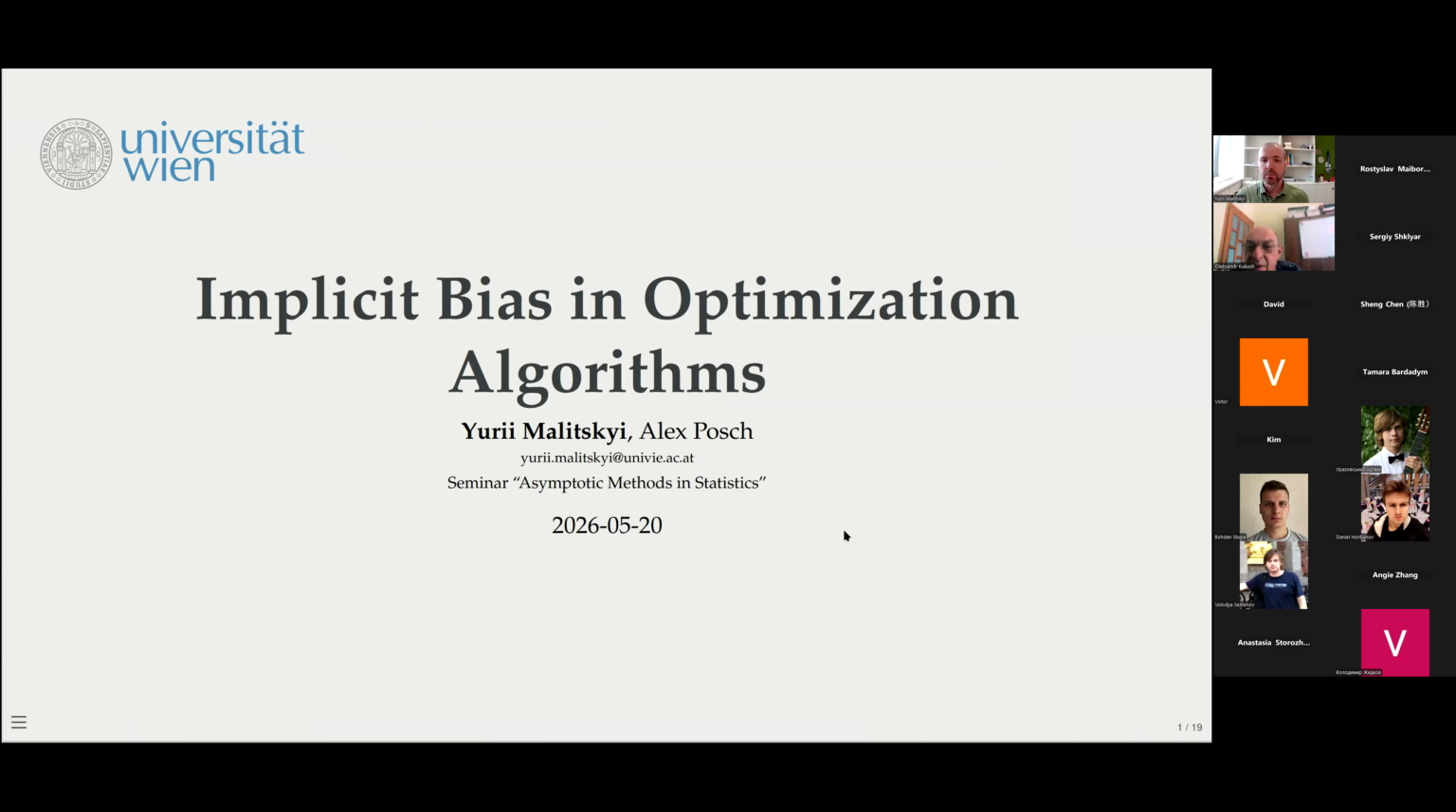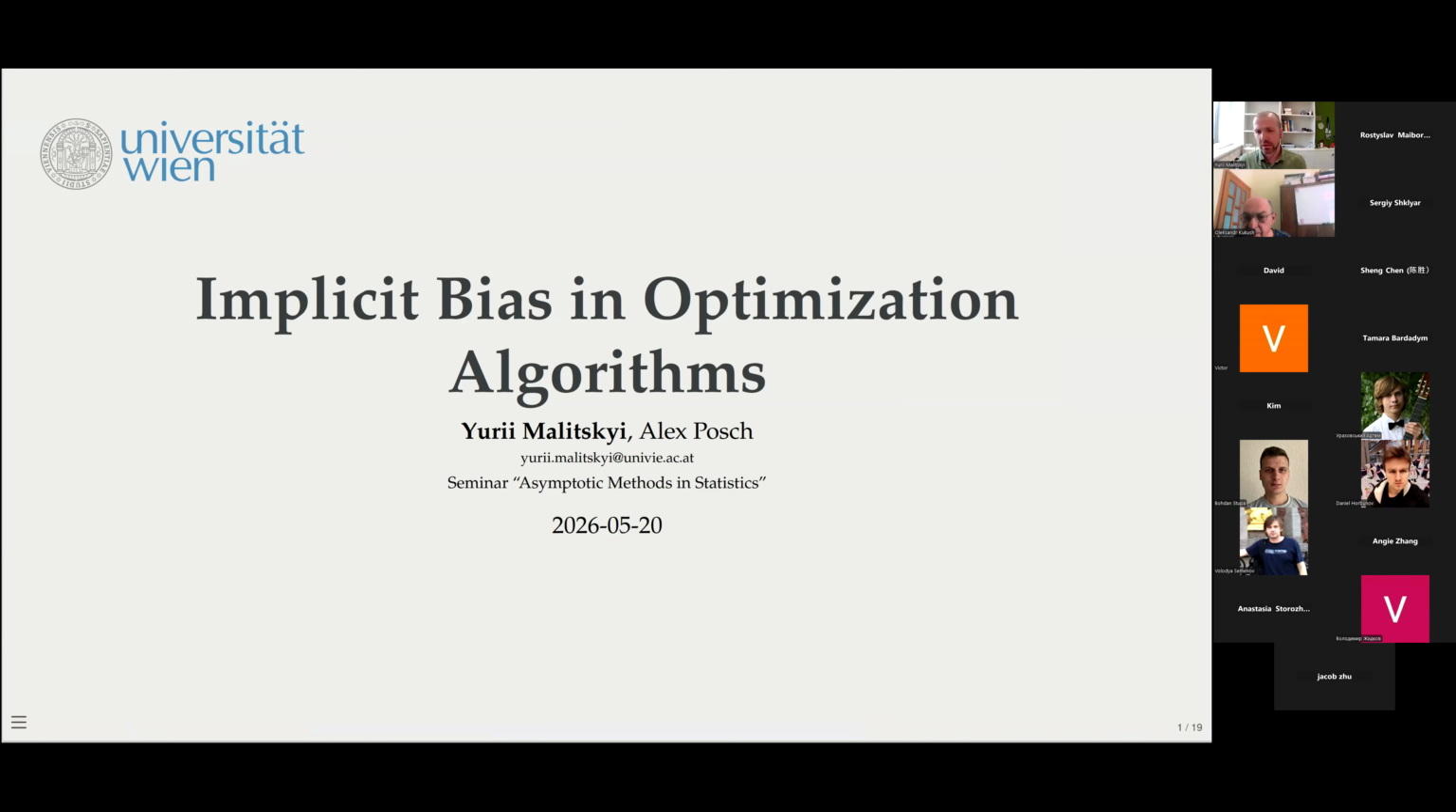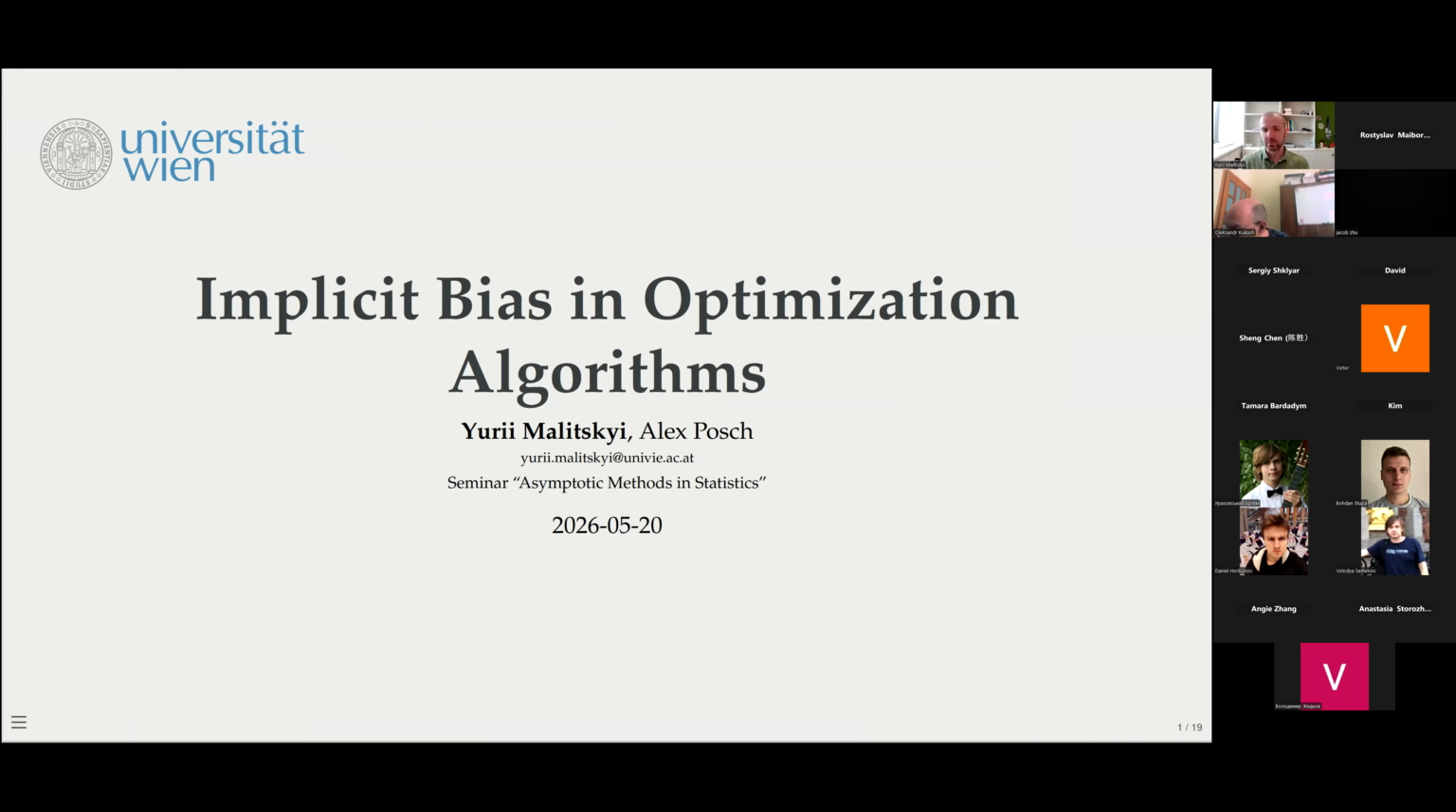So my talk will be mostly, of course, about optimization phenomena. It will be related to statistics at some point. And I was trying to make it light on theory, on optimization theory, but if something is not clear, please don't hesitate to interrupt me.